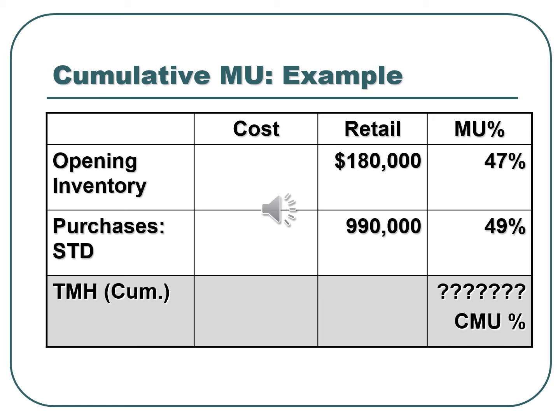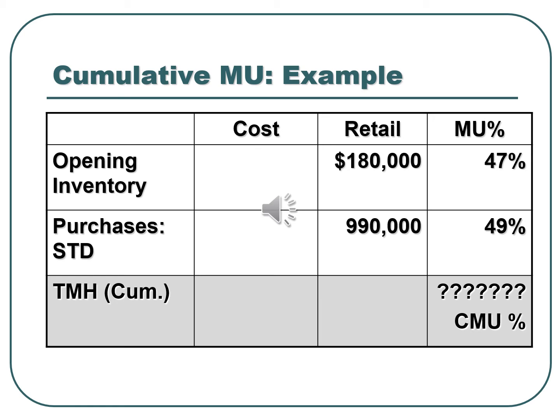It shows that the opening inventory was $180,000 at retail value that carried a markup of 47%. And all the purchases season to date combined together amounted to $990,000 at retail value, with a markup of 49%. If this is the case, then what will be the cumulative markup percent? That's the question mark in the TMH, total merchandise handled, cell for markup percent. To calculate the cumulative markup percent, we need to know the cumulative retail and cumulative cost, because cumulative markup percent equals cumulative retail minus cumulative cost over cumulative retail.